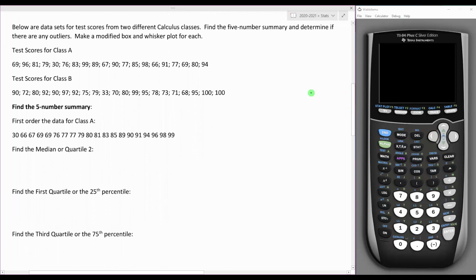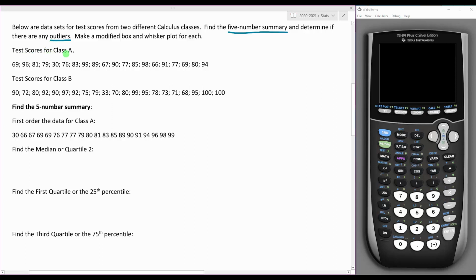What we have here are some test scores from two of my calculus classes that I had in the past, and we're going to find something called the 5-number summary. We'll talk about what that is in just a second. We're going to determine if there are any outliers. We've seen this word pop up before when we were doing the scatter plots, and we're going to make modified box and whisker plots for each of these, but we're going to do that tomorrow. For right now, we're just going to focus on finding the 5-number summary and any outliers that might exist in these data sets.